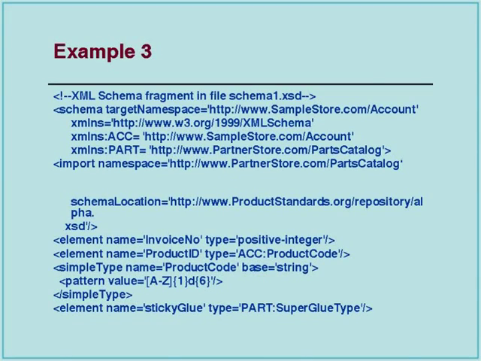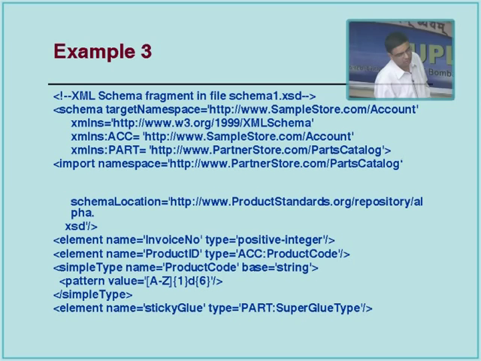This is the declaration that I'm going to use a namespace that I'm going to call part, and that namespace is being imported from this location. So part refers to this, which is being imported from this location, and wherever else in the document I refer to some definition from within this, I will say part colon that. That is all I'm saying.